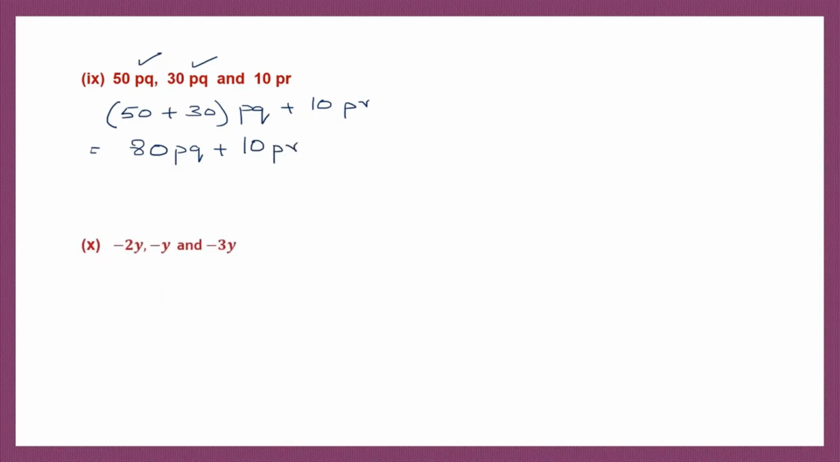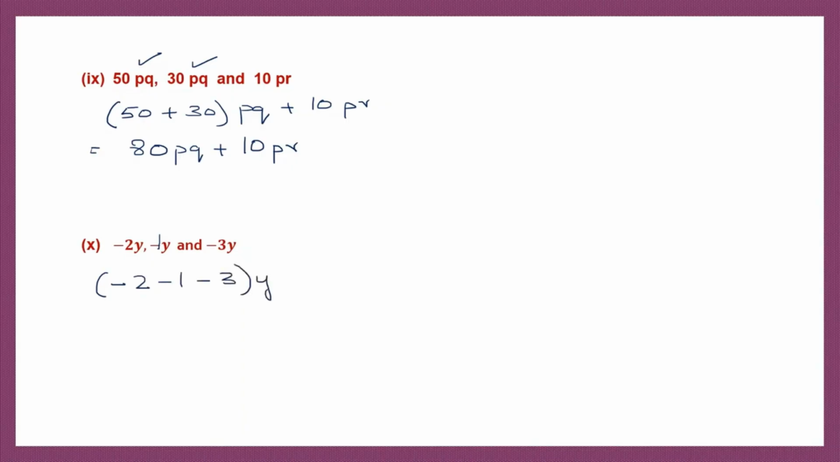Next question. Minus 2y, minus y and minus 3y. They're all like terms. So here let me write 1. So that is minus 1y. Let's take only the numbers. Minus 2, minus 1, minus 3y.